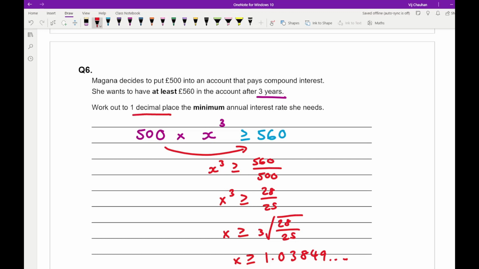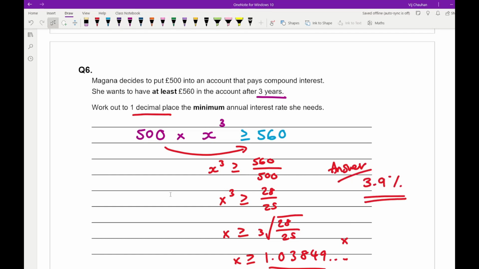Now it says to one decimal place, so for the percentage, if I multiply that by 100, from this we should be able to work out what the interest rate is going to be. So the answer then to one decimal place is going to be 3.9%. Now again, if you're not sure, I strongly would recommend sticking it in the calculator.